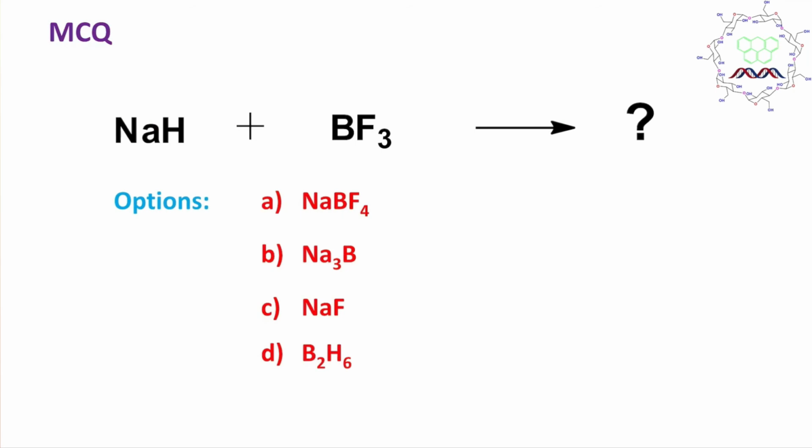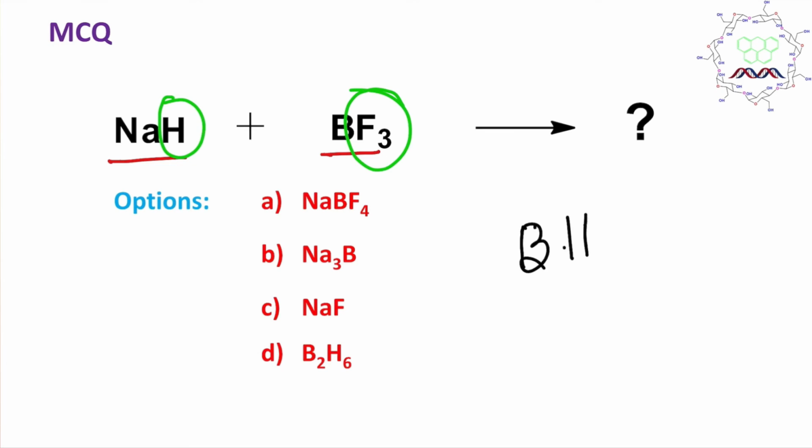So let's come to the MCQ. What is produced with sodium hydride and BF3? What is the product? Please remember, sodium hydride generally doesn't act as a nucleophile, but this is one of the very few examples where this hydride can act as a nucleophile and replaces the fluoride, and in this way the 3 fluorines are replaced by 3 hydrides and it produces BH3, along with sodium fluoride. So this is the first answer.